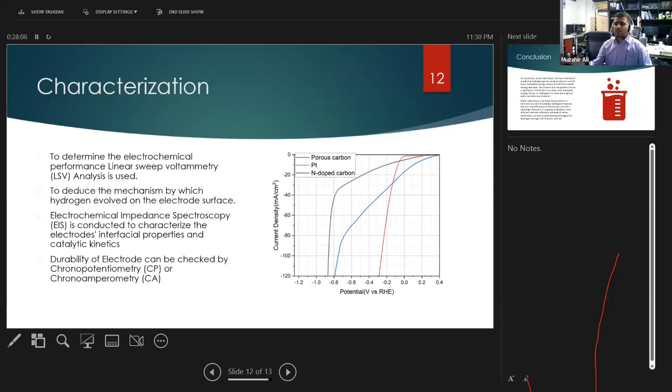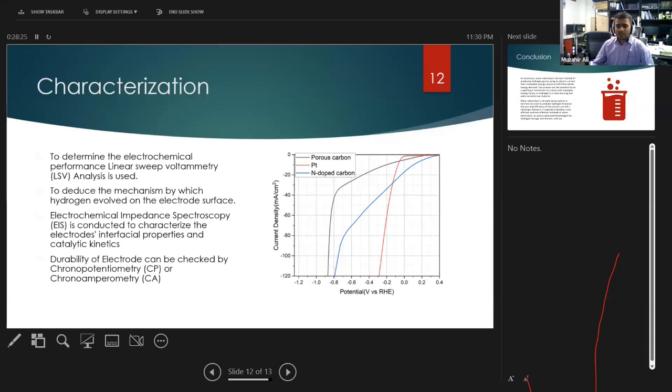And to check our electrical and chemical properties, like conductivity and resistivity of the electrode, mostly we use the electrochemical impedance spectroscopy.